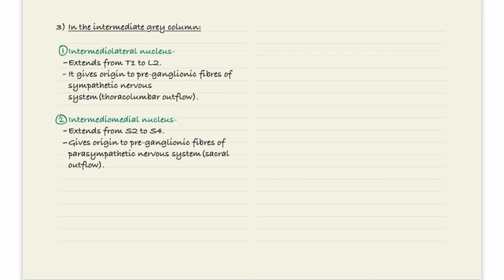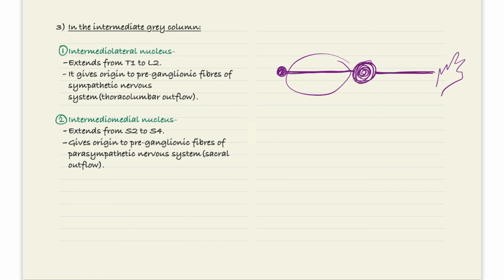Now, some may not know what are preganglionic fibers. So if I tell you in the simple terms, this is suppose one nucleus. These are the preganglionic fibers. There is this ganglion, which is nothing but a group of neurons, the cell bodies of the neurons, and then you have this postganglionic fibers which travel to some organ. So this was nucleus, preganglionic fibers, the ganglion, postganglionic fiber, and some organ. Okay, so the intermediolateral nucleus gives origin to the preganglionic fibers of the sympathetic nervous system.